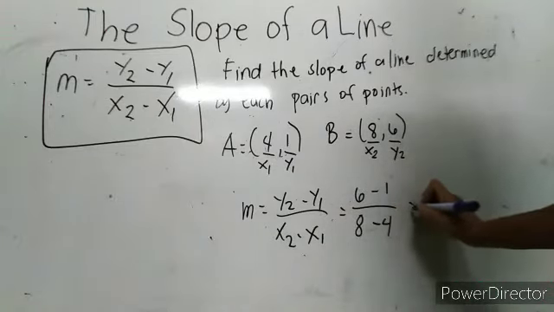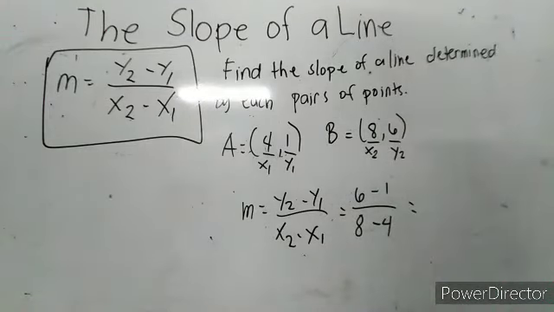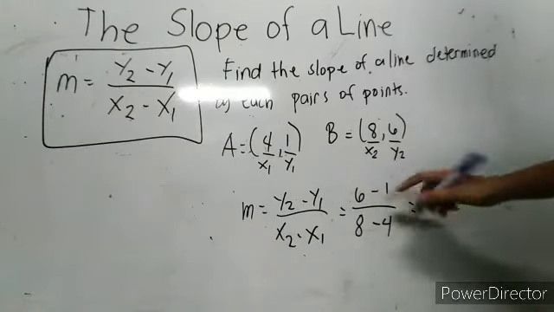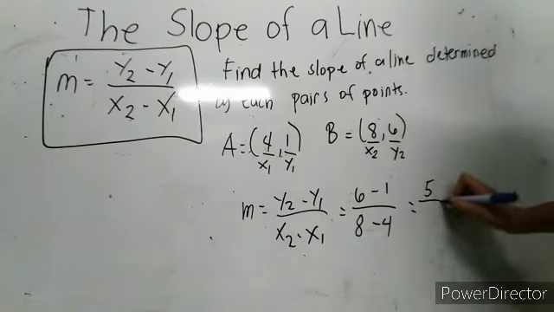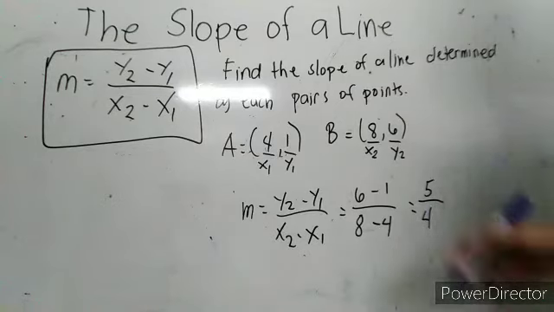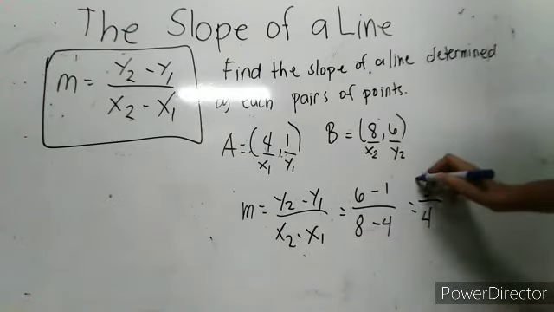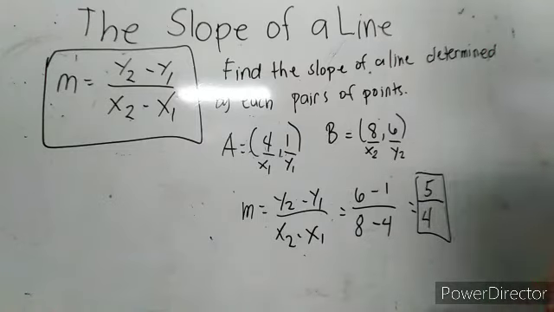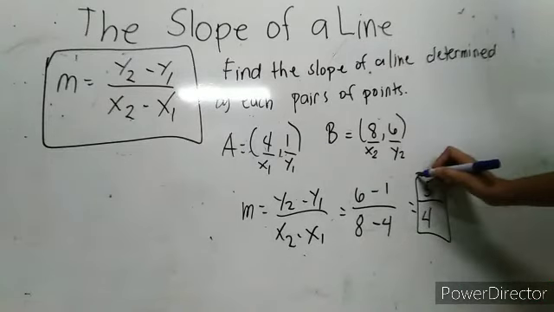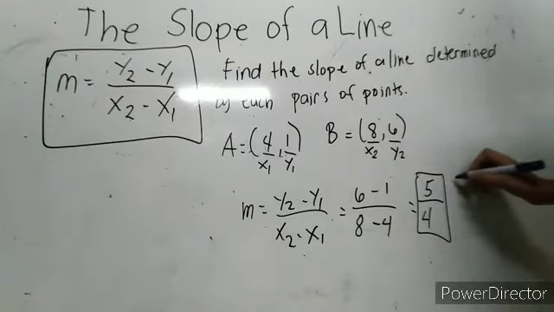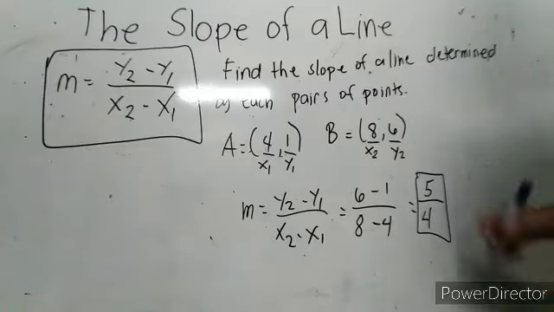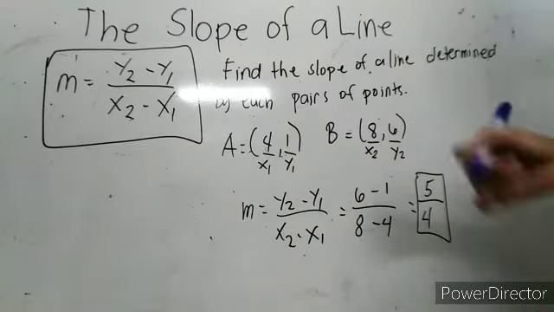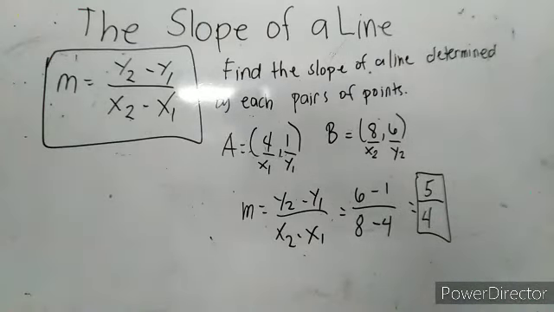Okay, then simplify. 6 minus 1, that is 5. 8 minus 4 is 4. So our slope is 5 over 4. Muna ito ang slope. Sa atuan ng slope, pwede po na ito siya ma-identify kung tagaan ng tag-inani. That is rise over run. Sa atuan ng graph. Okay, ako na-explain later.